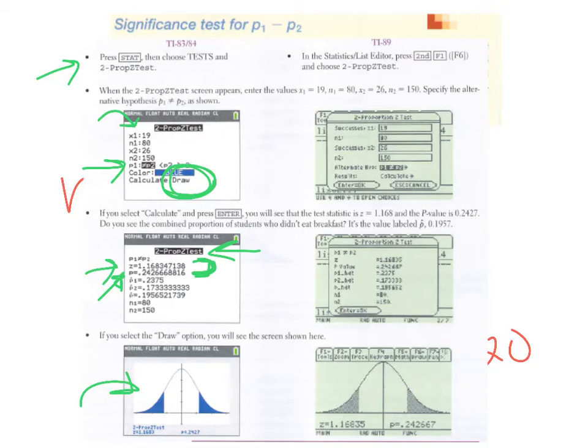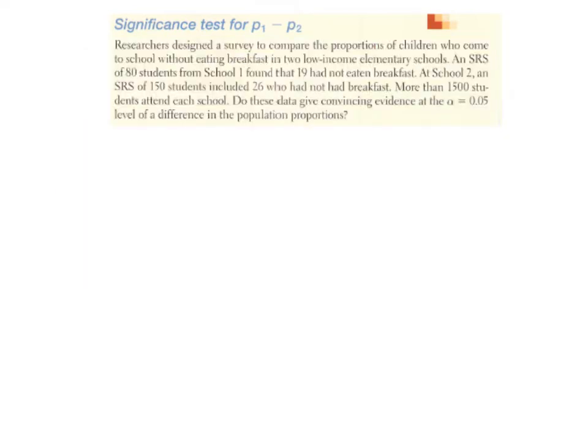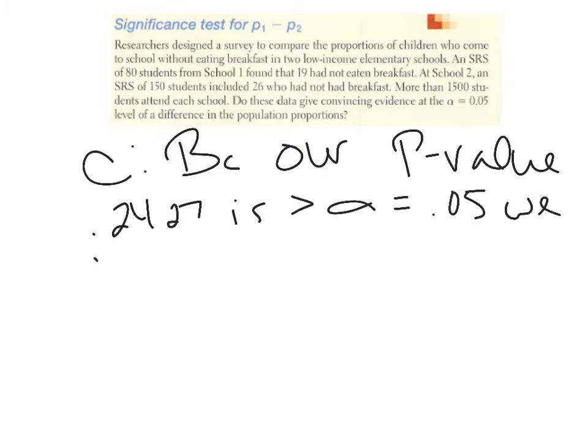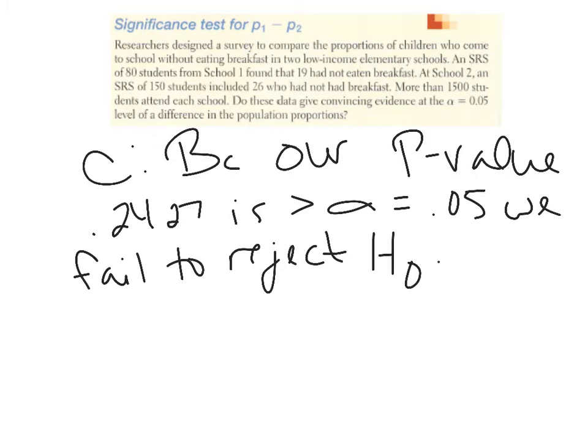And then you're going to need to move on to your step 4, which is your conclusion here. Okay, and so you're going to need to do your conclude, your interpretation, and this is the same as it was before: because our p-value of 0.2427 is greater than alpha equals 0.05, we fail to reject. This is pretty likely to happen, okay, not necessarily just by random chance. We fail to reject my null hypothesis.